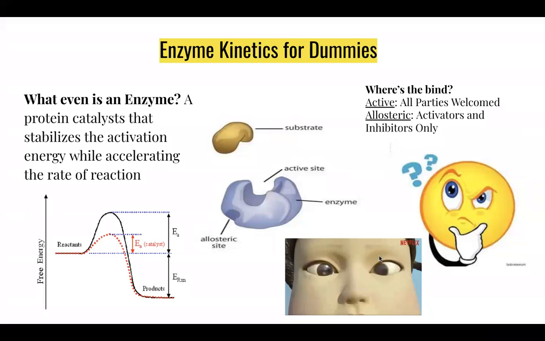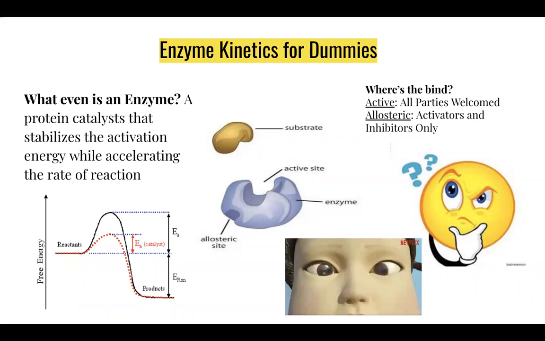So, enzyme kinetics for dummies. So, what are enzymes anyway? Enzymes are proteins that help speed up the chemical reactions in our bodies. So, how do enzymes work? Enzymes perform the critical task of lowering a reaction's activation energy.